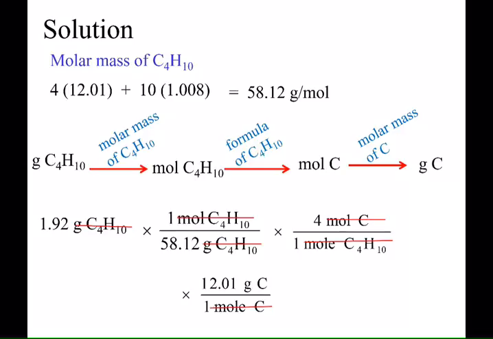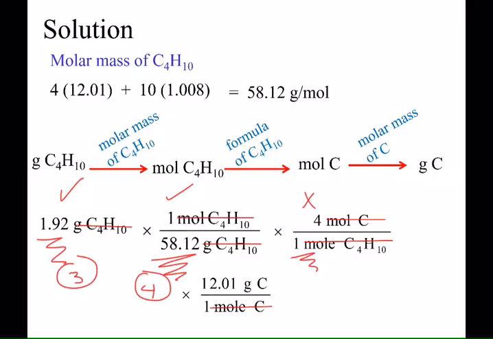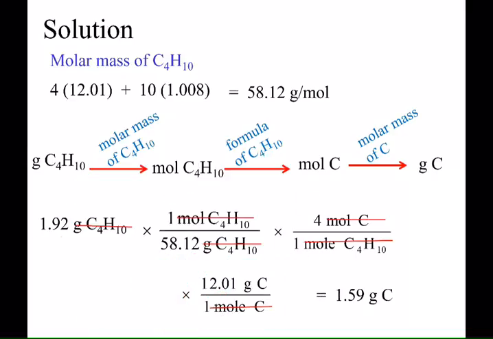So is there uncertainty brought by this term? Yes. How many sig figs? 3. Uncertainty brought by molar mass? Yes. Sig figs? I get 4. Uncertainty brought by the 1 or the 4? Nope. Exact relationship. Uncertainty brought by this molar mass? Yes. How many sig figs? I get 4. So again, we're always conservative, so we're going to round to just 3 sig figs. Drum roll, please. And I get 1.59 grams of carbon.